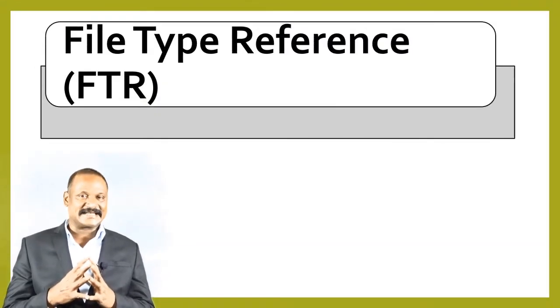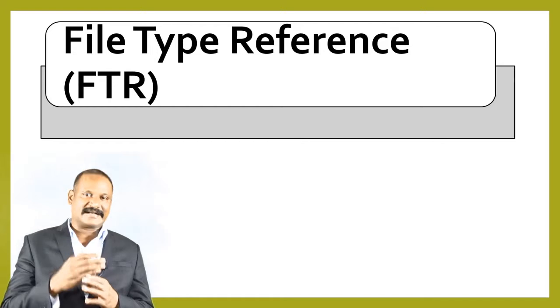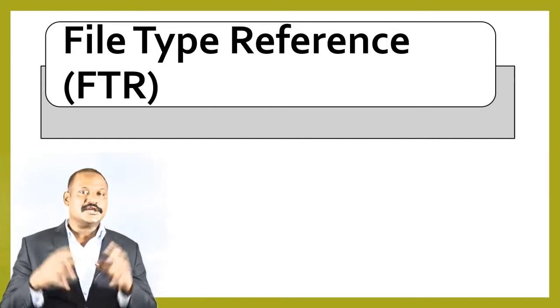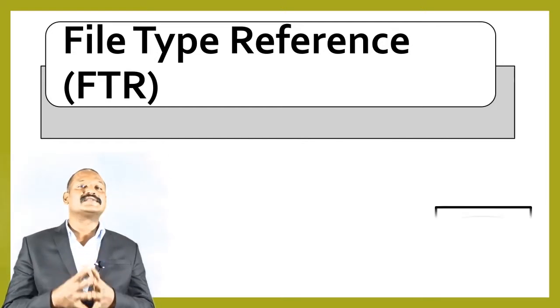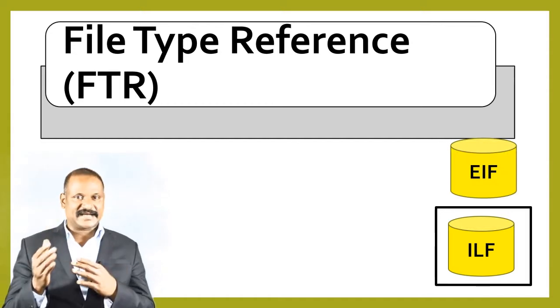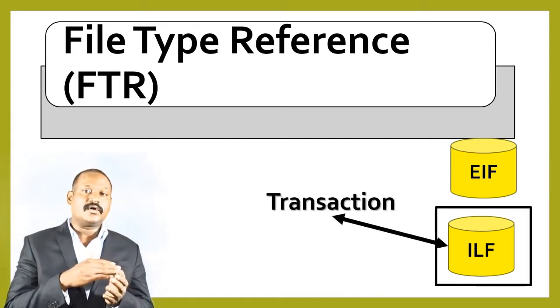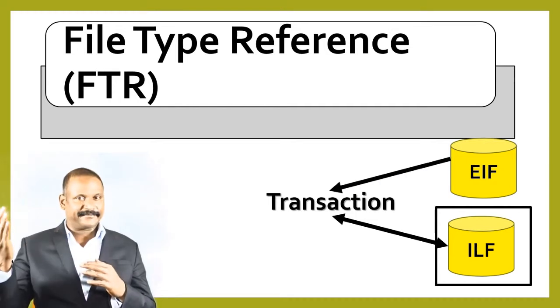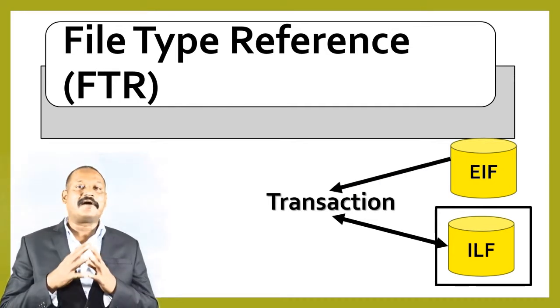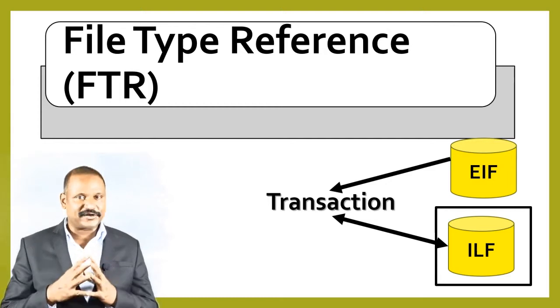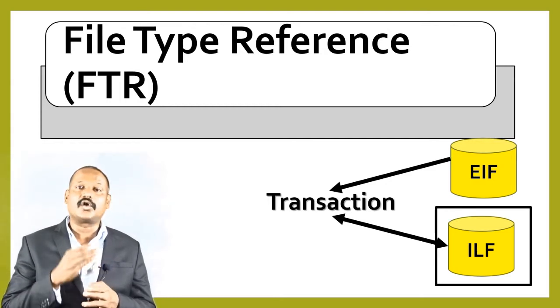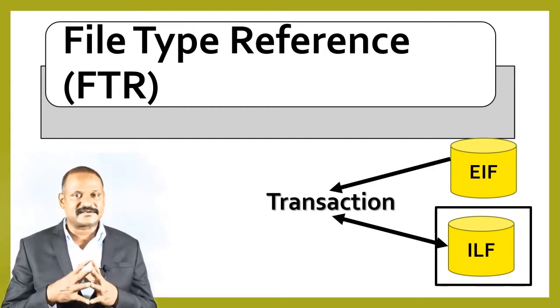Another term that we use frequently in transactions is file type referenced or FTR. Here it means those files which are referenced by a transaction. The file could be an internal logical file, an ILF, or it could be an EIF. The definition says a file type referenced is a data function maintained and or read by a transaction function.